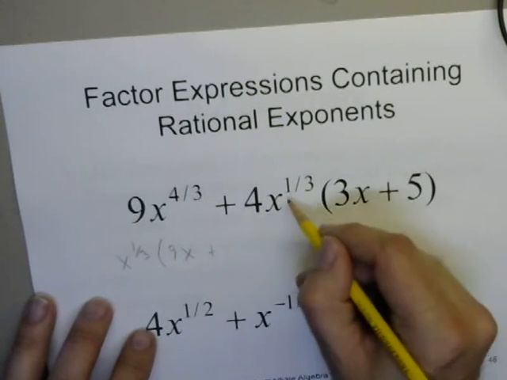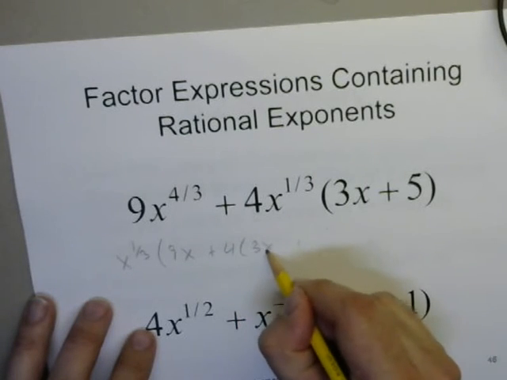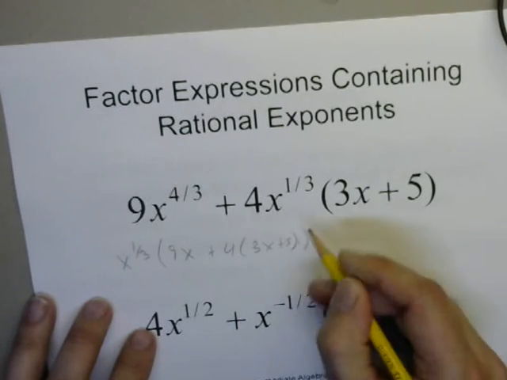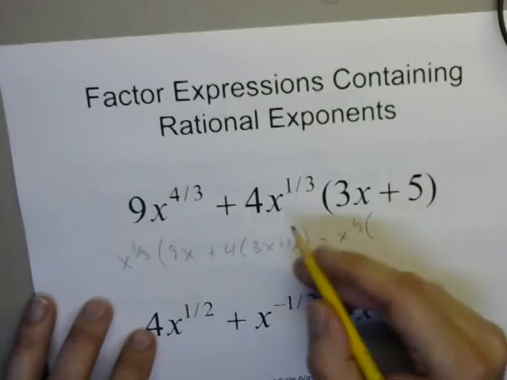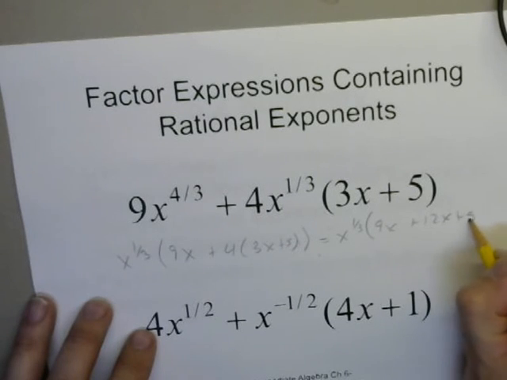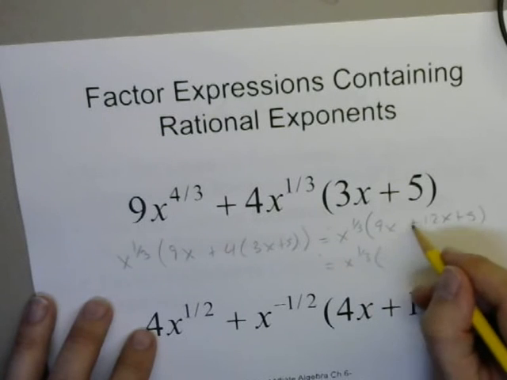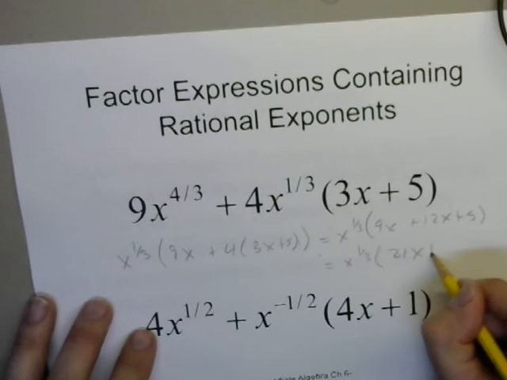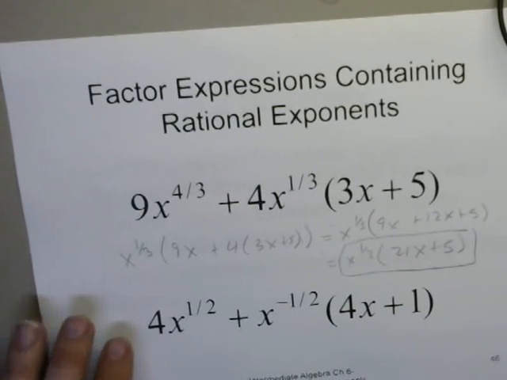And then here you can pull out an x to the 1/3. Well, that's easy. If you pull out the x to the 1/3, you're just left with that. And then just simplify that as much as you can. You've got x to the 1/3. Then you'll have 9x plus 12x plus 5. That'll give you x to the 1/3 times 21x plus 5. Now here there's no common factor like 2 to factor out in the last one. That would be your example, right?